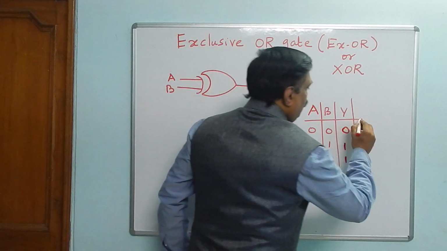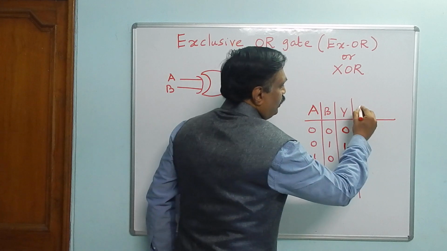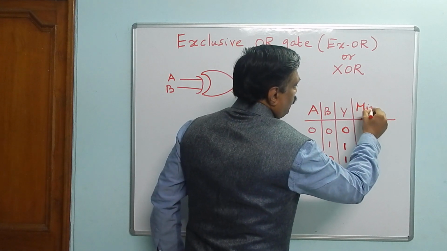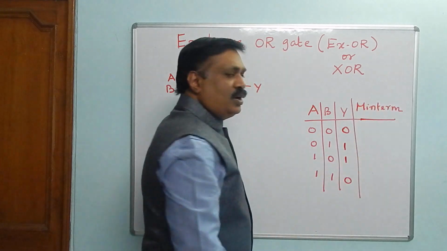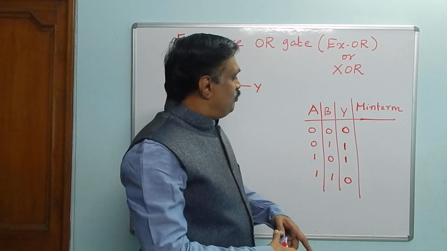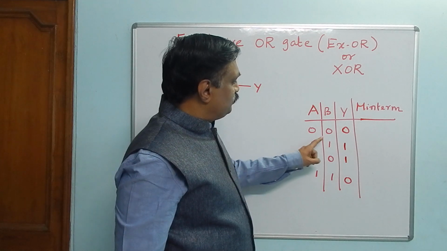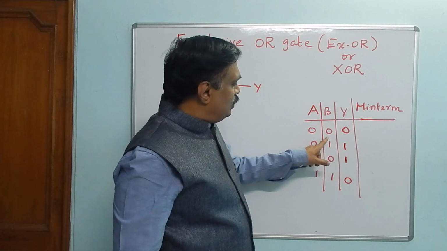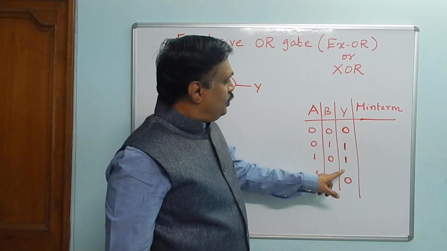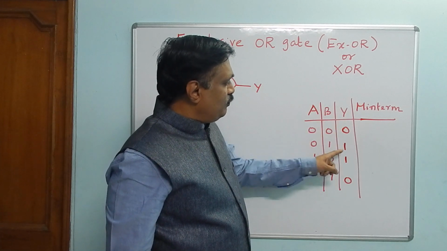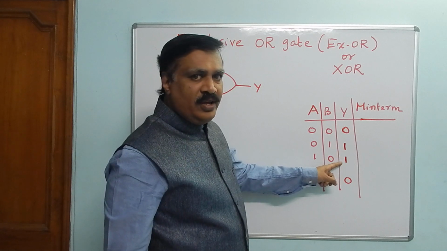Now I will write the min term for this. Min term, you already know. Min term means we have to write the product of the inputs for each 1 present in the output. Here in this output we have two 1s only.